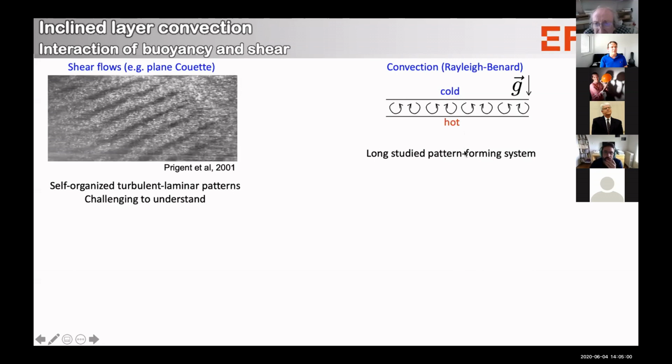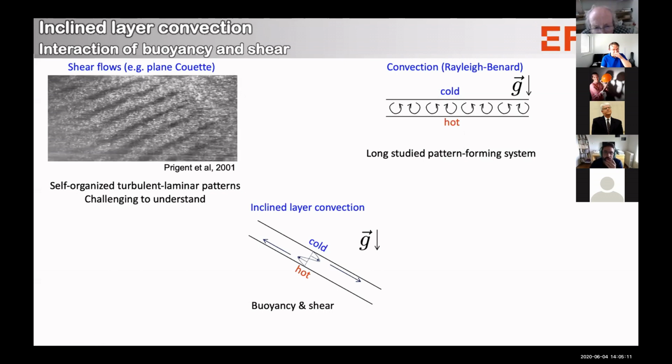We now want a system where we can combine shear and buoyancy that drives instabilities in convection. So what we do is we take the Rayleigh-Bénard cell and simply incline it against gravity. If we do that, what happens? Well, hot fluid comes flowing up the bottom hot plate, cold fluid down the cold wall, and sets up a cubic shear profile. So now you have a system where you have buoyancy and shear that can both drive instabilities.